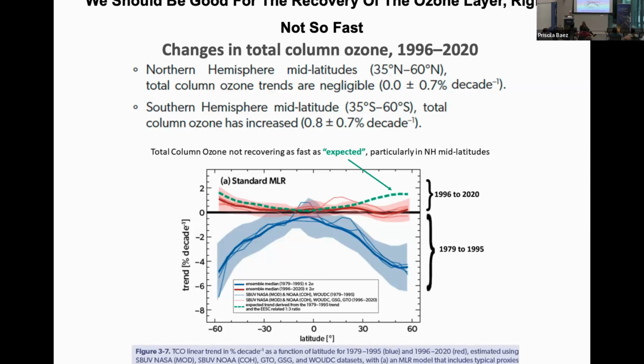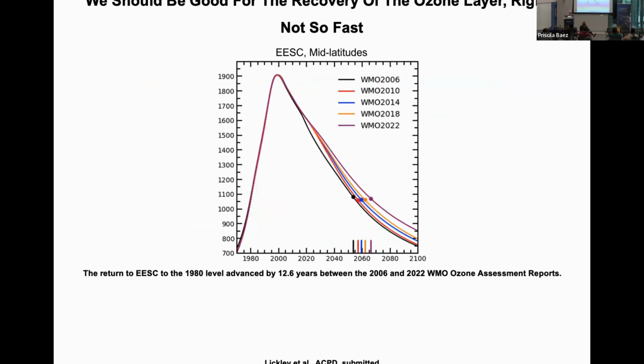Okay, so first off, we have several problems. One problem is that EESC, equivalent effective stratospheric chlorine, is not doing what we thought it would do. So this comes from a paper that Megan is leading that is back for the second review. We have fingers crossed it will review well.